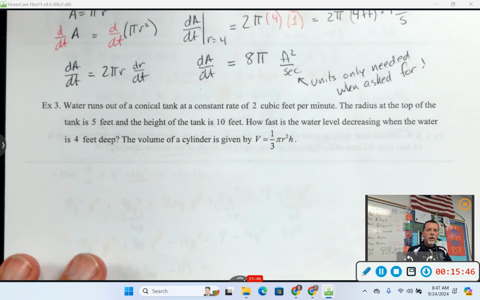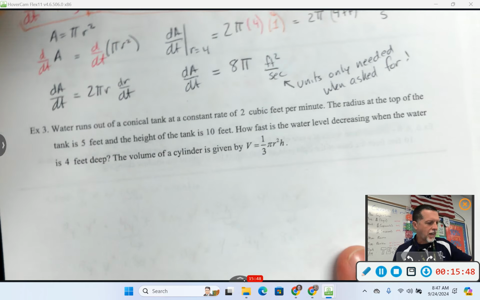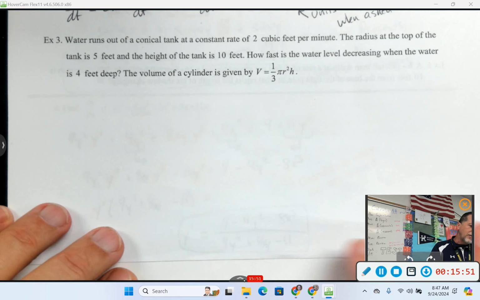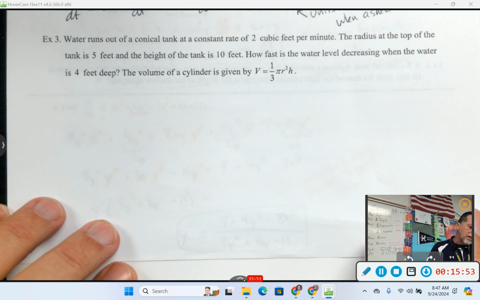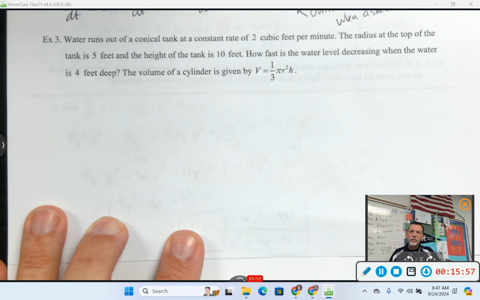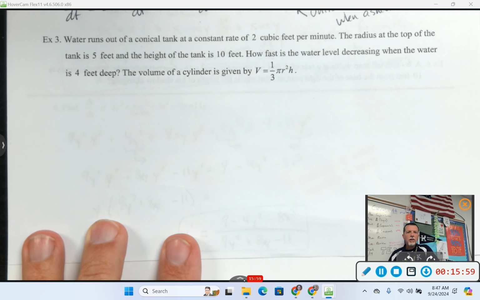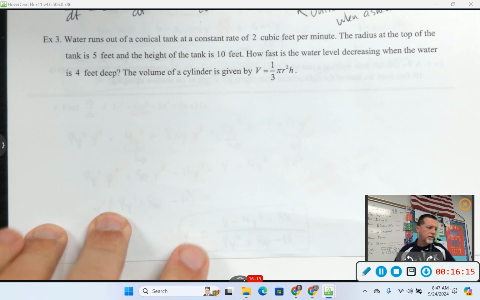Number 3. Water runs out of a conical tank at a constant rate of 2 cubic feet per minute. Let's just read the whole question, then we'll go back and draw pictures and identify what's going on. Water runs out of a conical tank at a constant rate of 2 cubic feet per minute. The radius at the top of the tank is 5 feet, and the height of the tank is 10 feet. How fast is the water level decreasing when the water is 4 feet deep? And there's the volume of the cylinder.